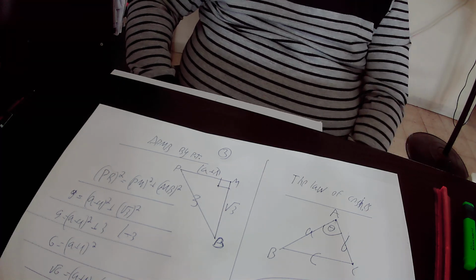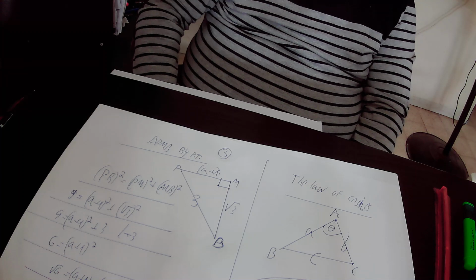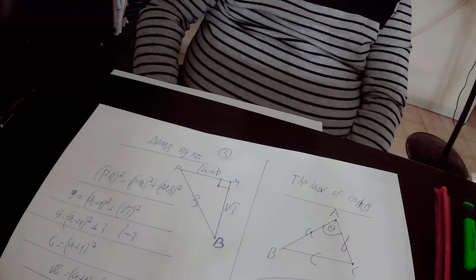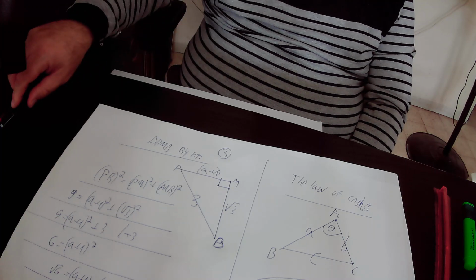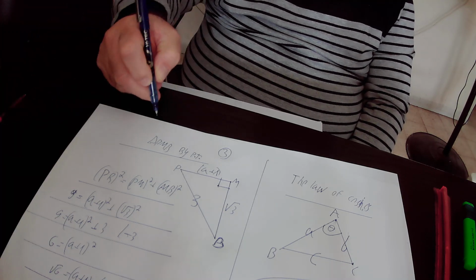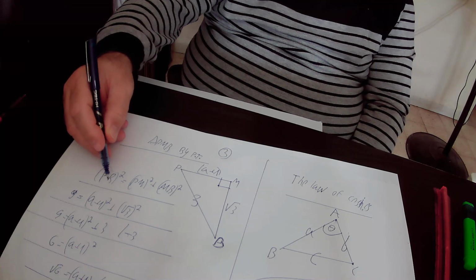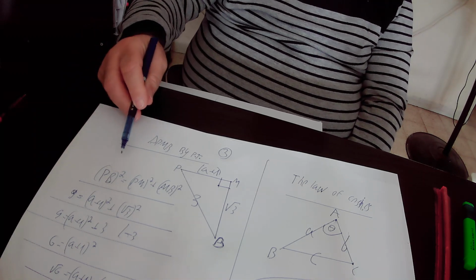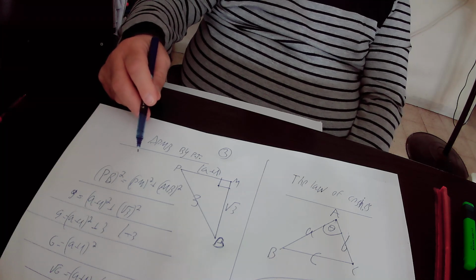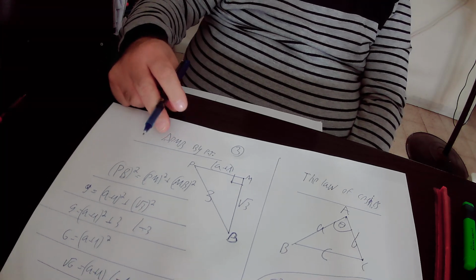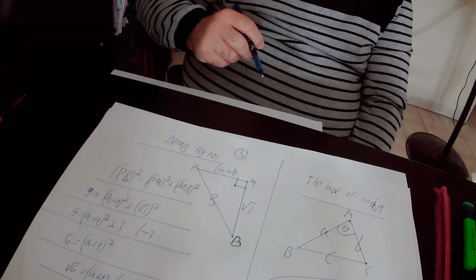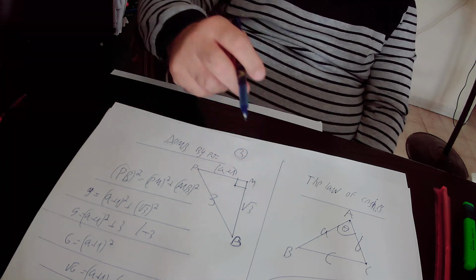According to the Pythagoras theorem, in any right triangle, the square of the hypotenuse equals the sum of the squares of the perpendiculars. The hypotenuse in this right triangle is PB, and therefore the square of the hypotenuse is PB square, and it must be equal to the sum of the squares of the perpendiculars. That is to say, it must be equal to PM square plus MB square.